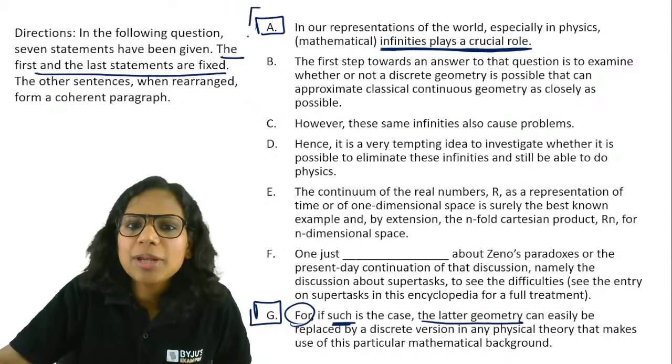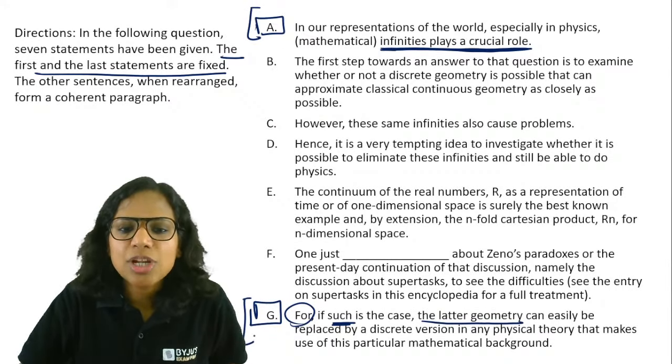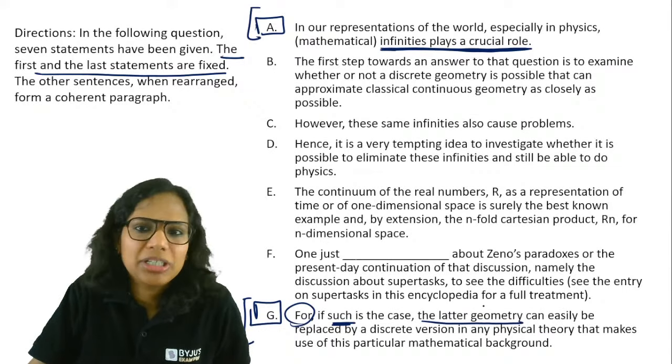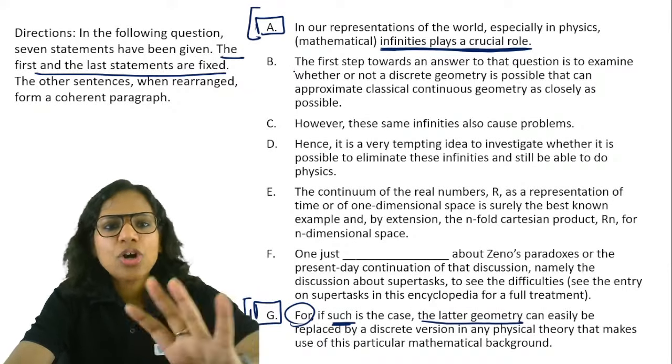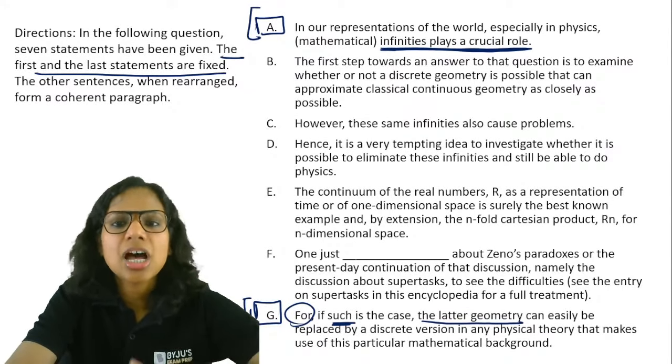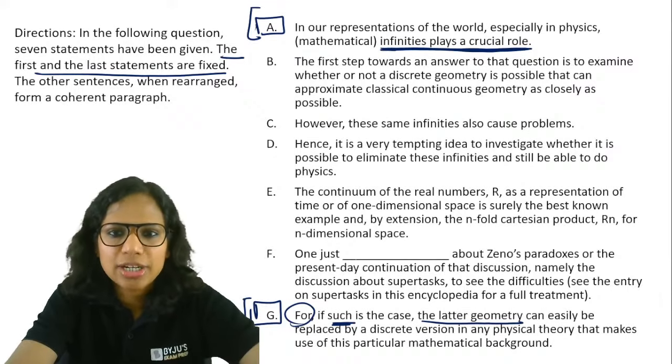So in the first one, I'm talking about mathematical infinities. I've understood that. In the last one, I'm talking about some type of geometry, right? Now, this is your question. These are your sentences. How is your unique MAHCET question type going to look like? Let me show you that once.